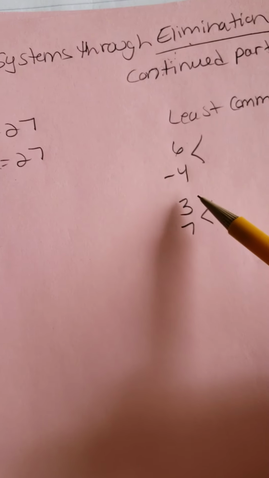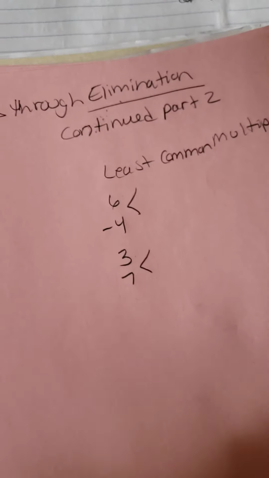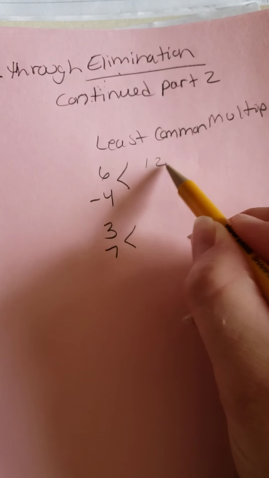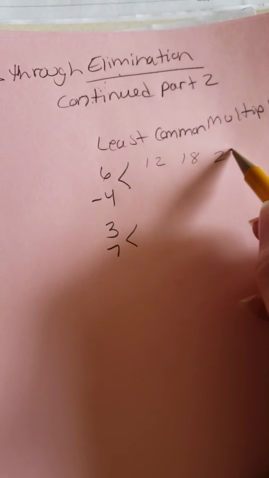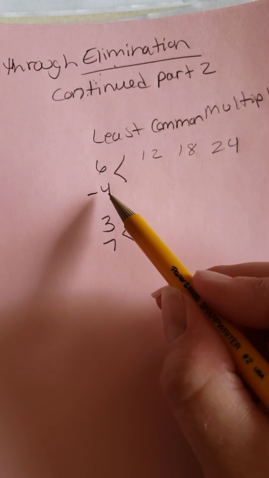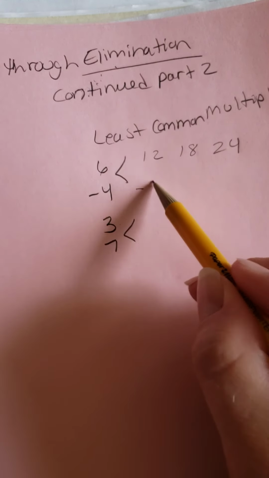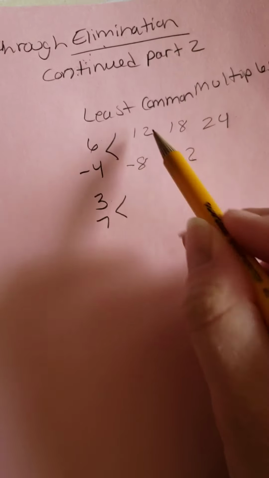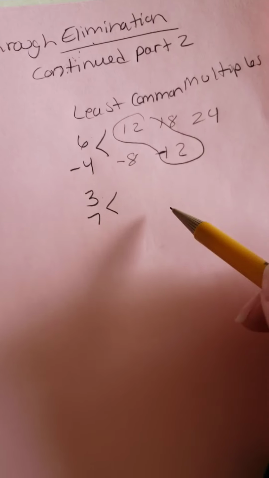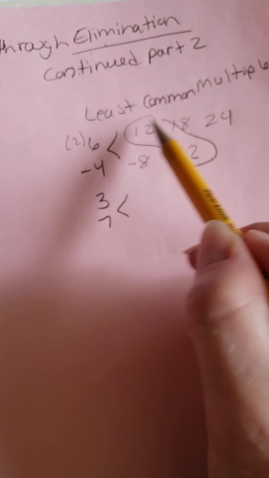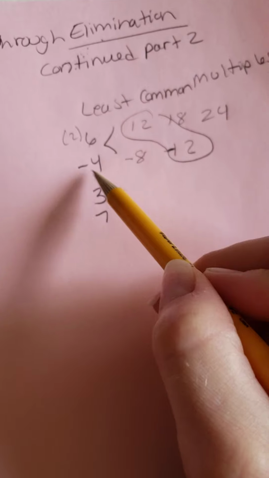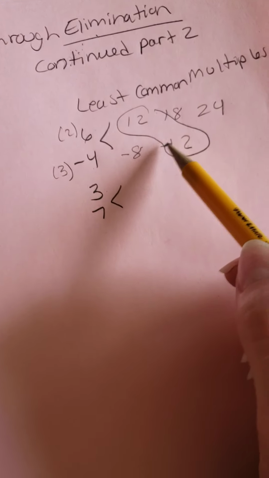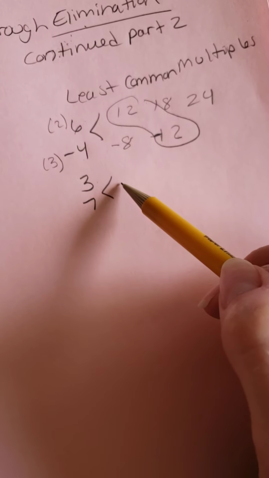So here's my x values, here's my y values, and I'm going to go ahead and find their multiples. So 6, and then 12, and then 18, and then 24. Stop and check my -4. So -4, -8, -12. All right, I'm going to stop because what did I find? I found opposites. If I multiply 6 times 2, I get 12. And if I multiply -4 times 3, I get -12. So now I have opposites here. But go ahead and check your y values and see what you think.